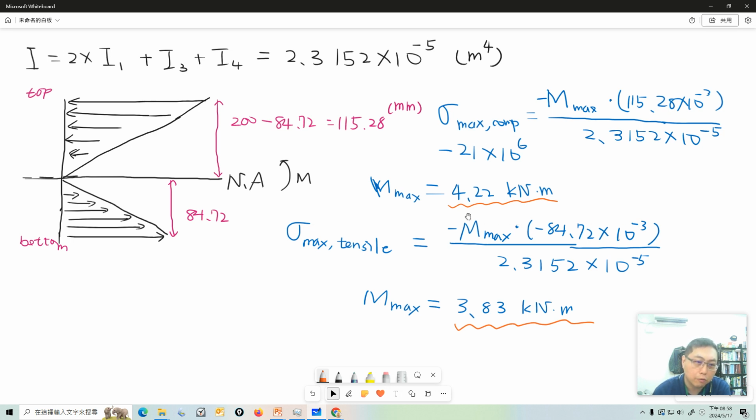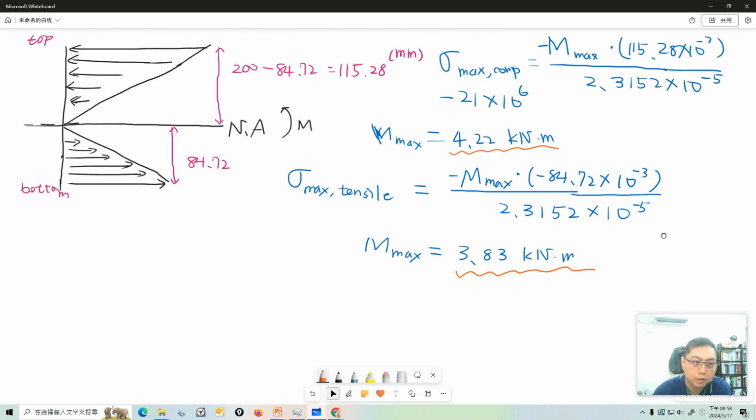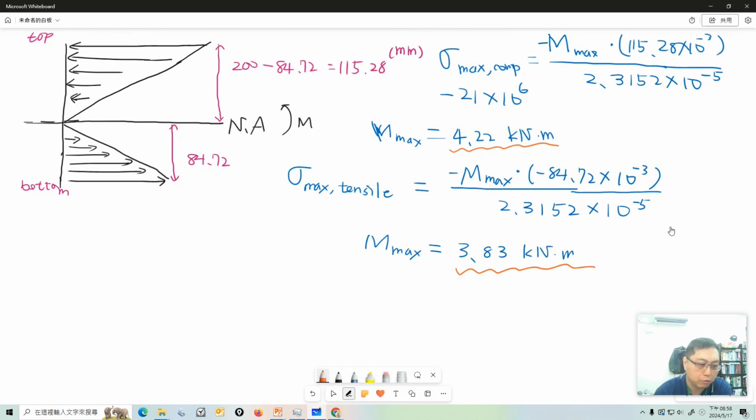Why? Because we want to find the allowable maximum moment. So if we use this maximum moment to calculate the maximum tensile stress, what will we get? What will happen?